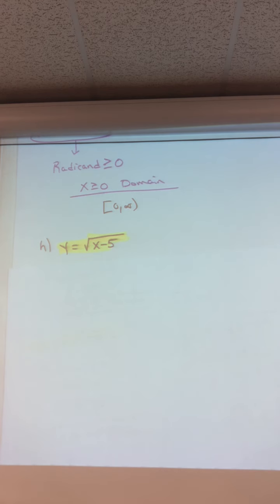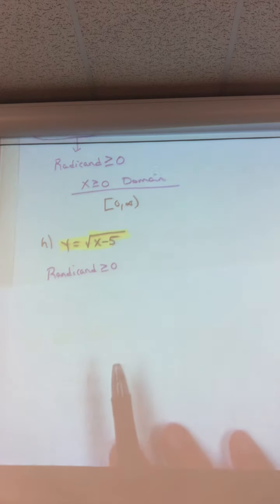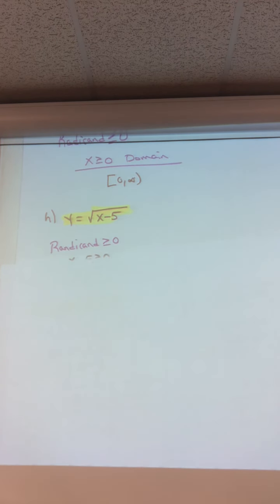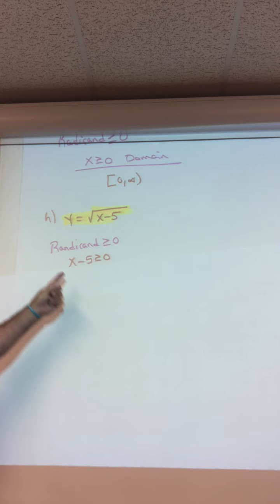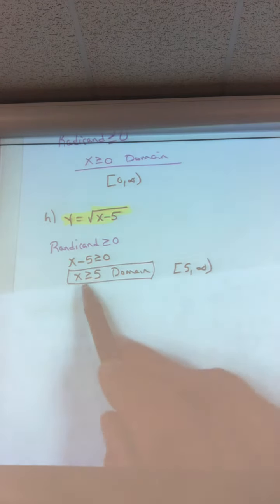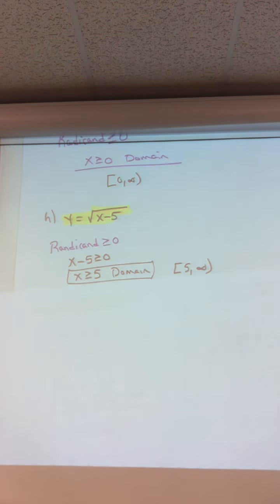All right, let's look at this one. Do I have an x in the denominator? No. Do I have an x under a square root? Yes. So what do I do? What's under here cannot be negative, so I force it to be greater than or equal to 0. But when you do that, you have to solve this for x. You've got to get the x by itself. How do I get the x by itself? You add 5 to both sides. If I add 5 to both sides, I get x greater than or equal to 5, and that's your domain.